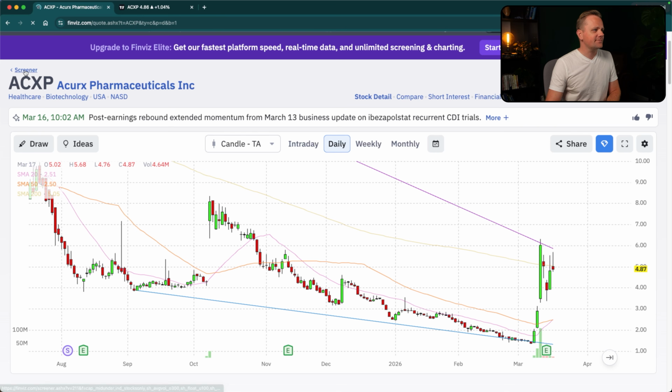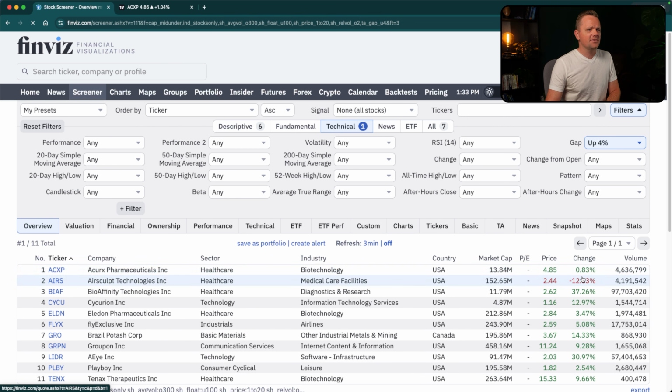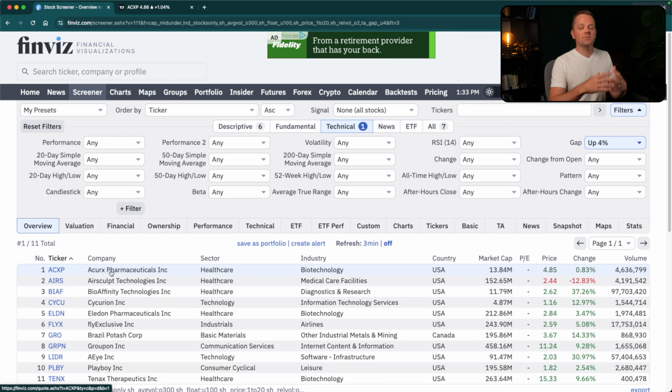But if we take a look at this, it meets all of our criteria. And again, if we go back to the overview here, there's definitely a jump. It has high volume. Again, this is more than 2x what it normally has. And there's definitely a confirmed breakout. So that's how you find a gap up using these screener settings.